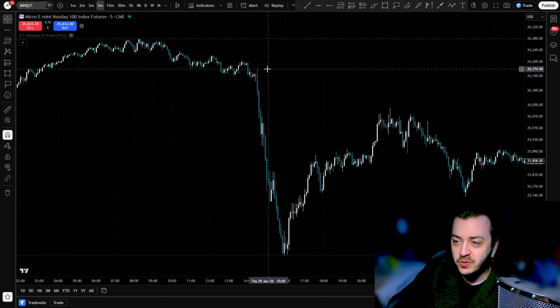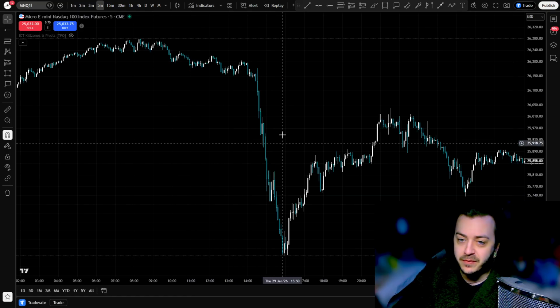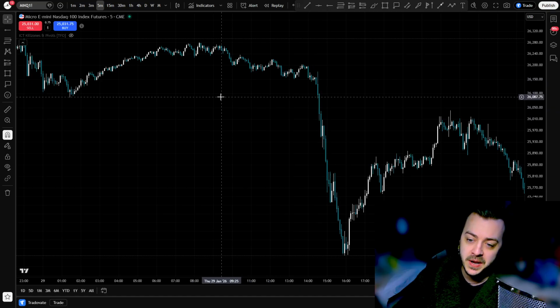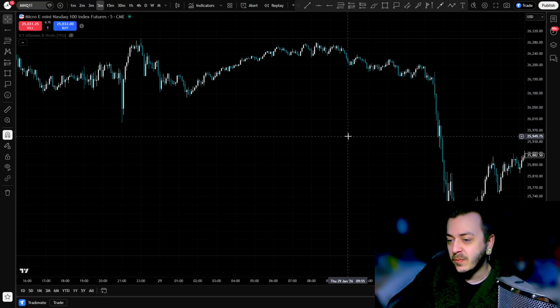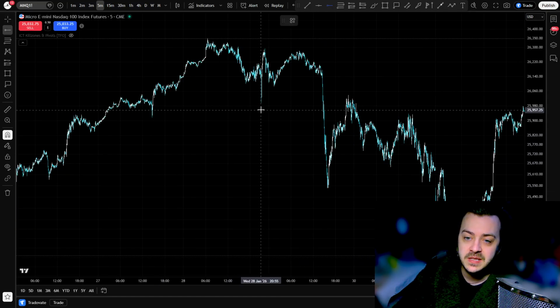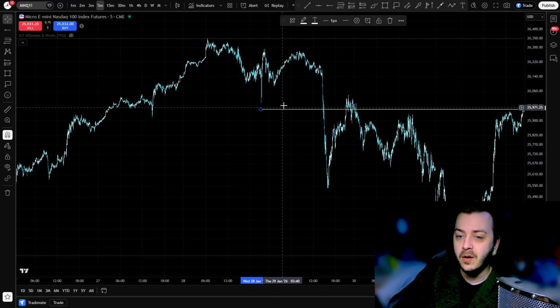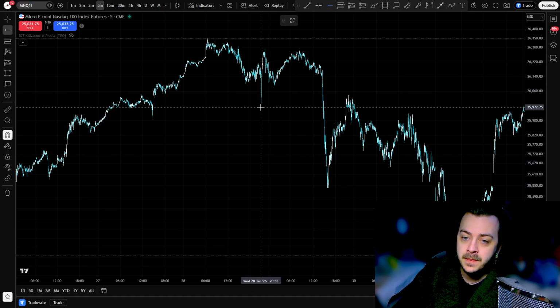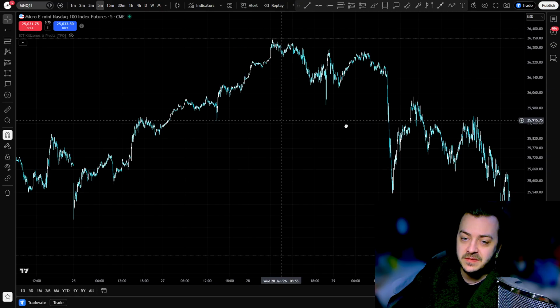Thursday, we had that catastrophically huge dump where we dumped 500 points, 600 points straight off open again. So I wasn't really willing to take any trades unless they were super obvious. You can see I would have had all these levels marked. Very, very obvious stuff.